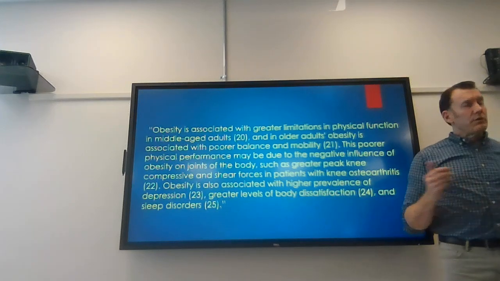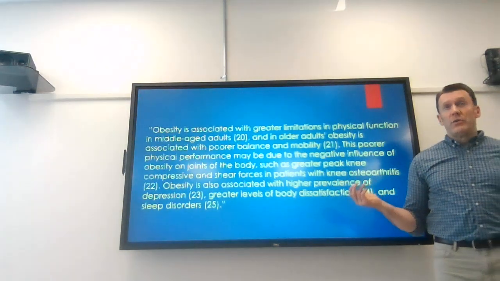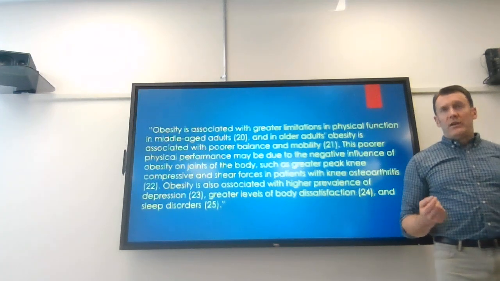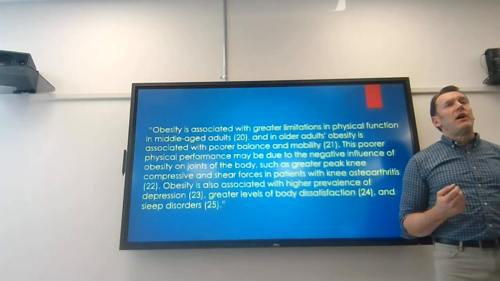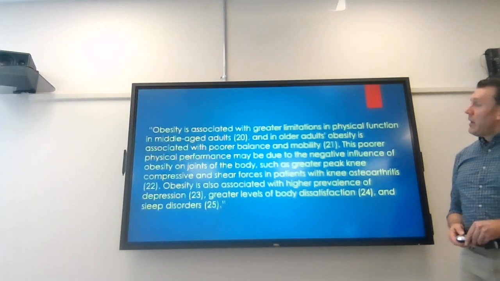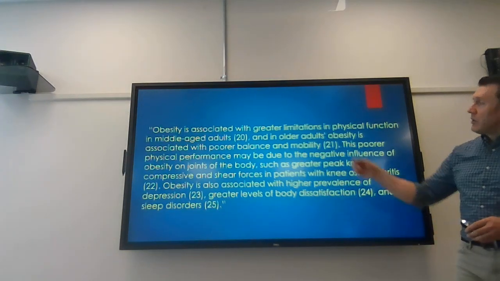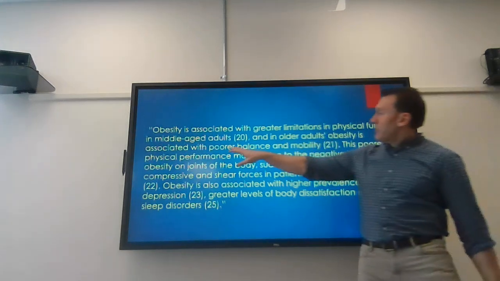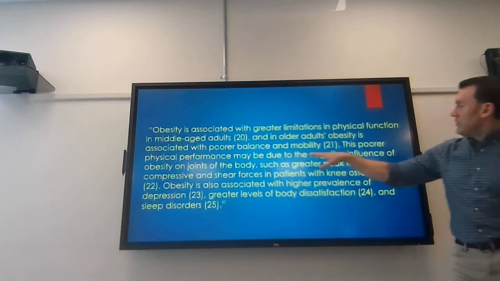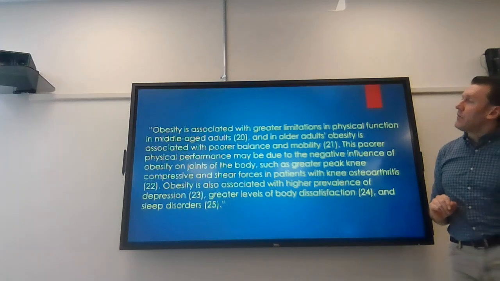So those are things, as well as carrying extra weight is hard on your joints, right? So there's a greater amount of compression and shear force, which would increase risk of osteoarthritis. So wearing down of cartilage in the joints would be associated with carrying a lot of excess weight. So older adults' obesity is associated with poor balance and mobility. This poor physical performance may be due to the negative influence of obesity on the joints of the body.